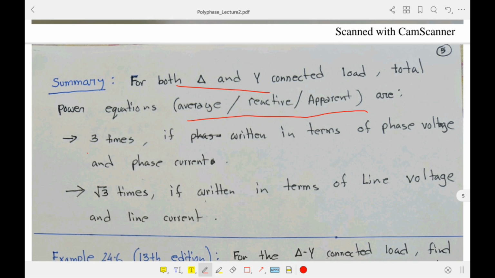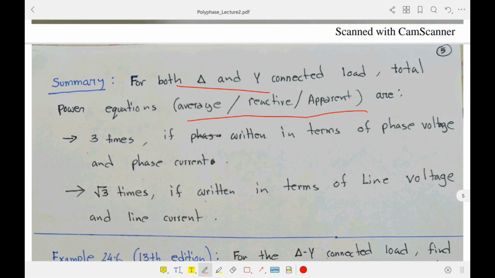all the same, but the derivation was a little different, since for the Y connection we know that the line current and phase current are equal, whereas the line voltage and phase voltage are not, whereas for the delta connection the voltages are equal but the currents are not. So these differences introduce some changes in the derivation, but the final output is the same.